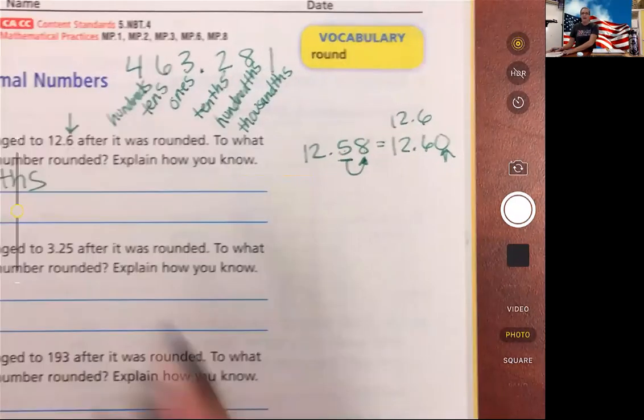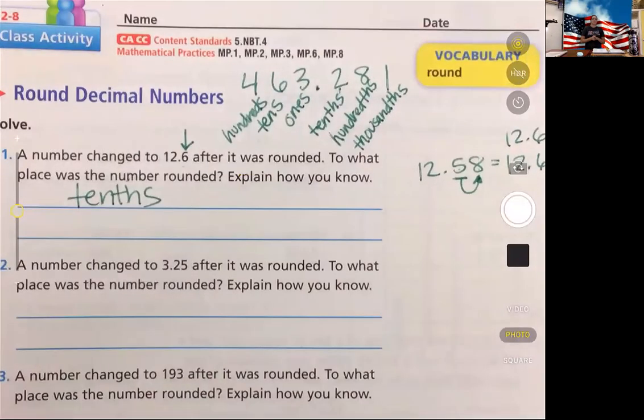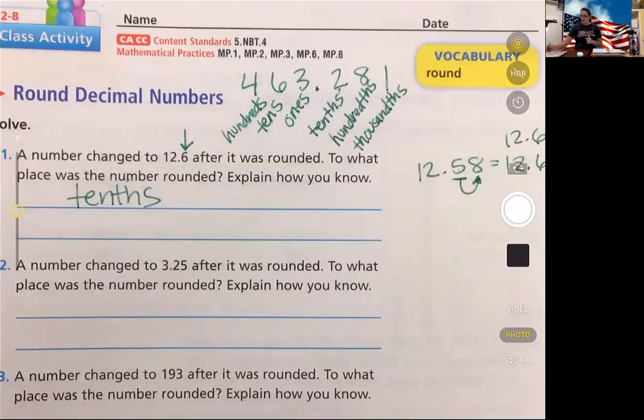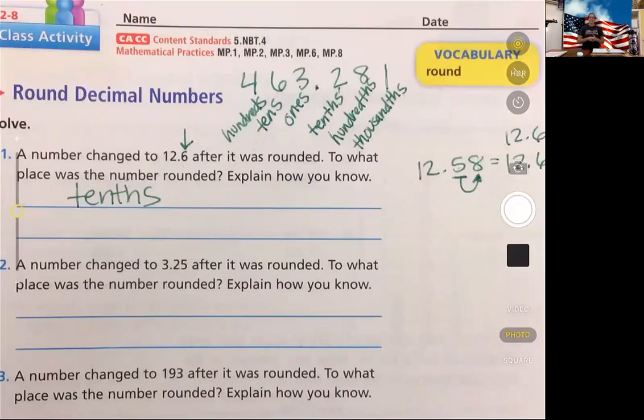To the tenth place. Okay, Camden, did you have a question? All right, we rounded it to the tenth place. We know that because the tenth place is the last digit it's showing us.